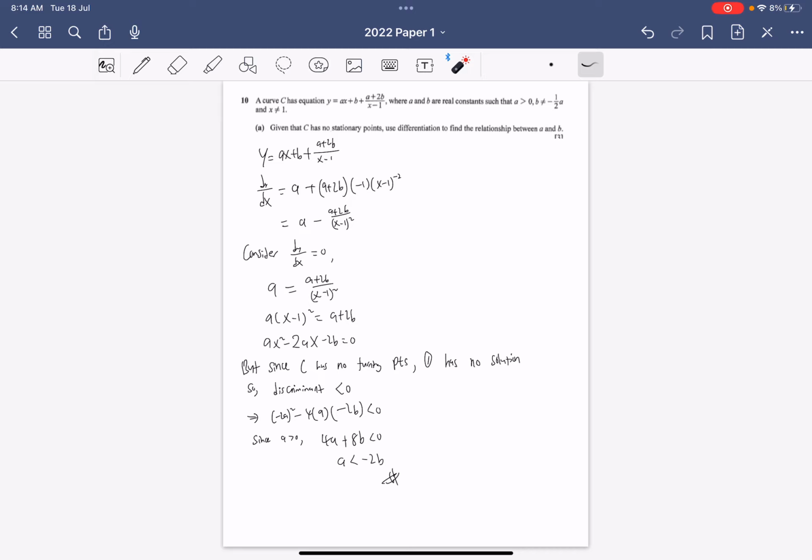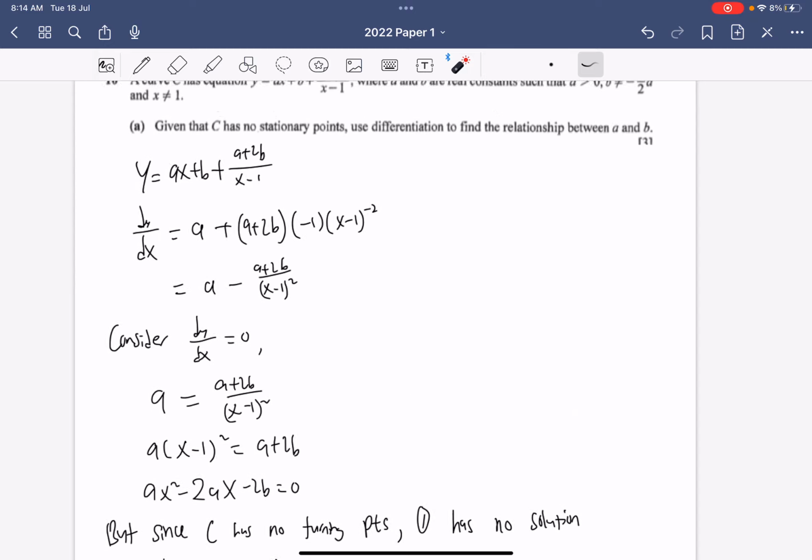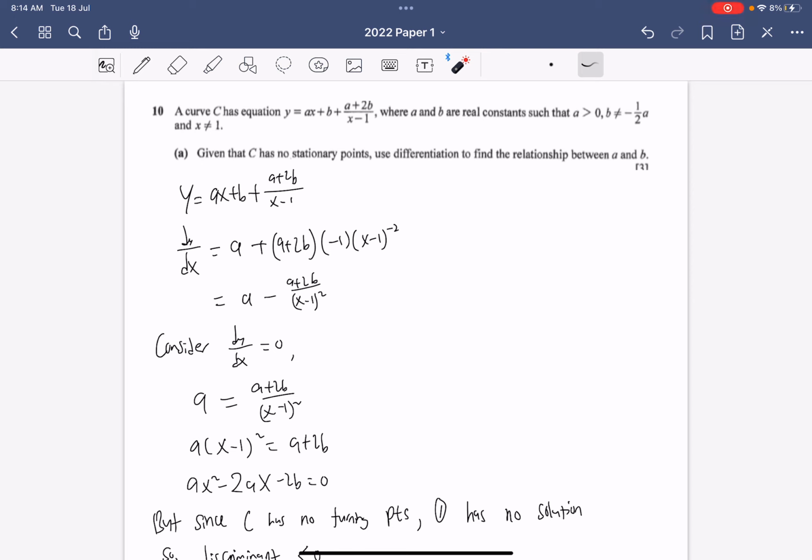For the next question, we see that curve C has this following equation, and we know that curve C has no stationary points. So we are supposed to use differentiation to find the relationship between A and B. So again, we just write out curve C, then we know we have to use differentiation, so we differentiate it. And then we consider this equation equal to 0.